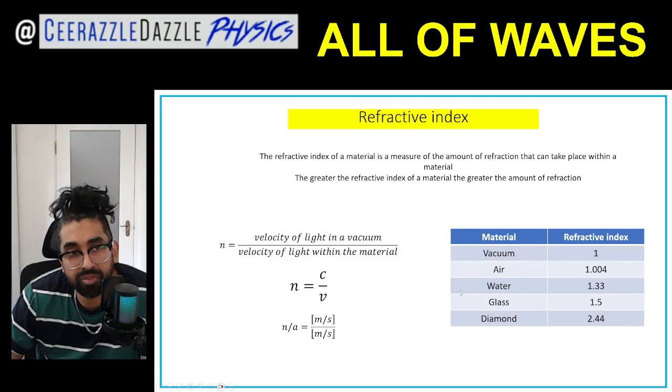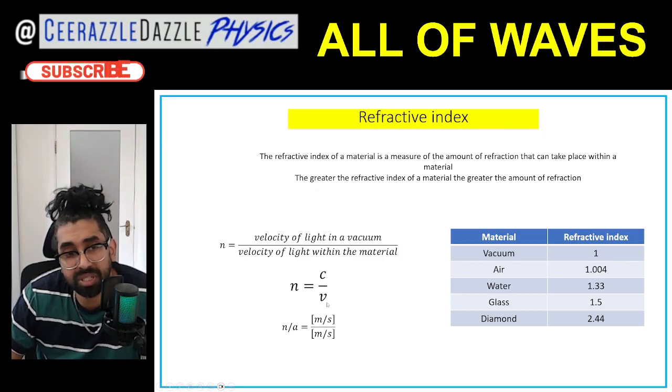Now, the refractive index of a material. The refractive index of a material is simply a measure of the amount of refraction that takes place within a material. The greater the refractive index of a material, the greater the amount of refraction. The refractive index is equal to the velocity of light in a vacuum divided by the velocity of light within the material itself. N is equal to C over V. It has no units because you're dividing meters per second by meters per second.